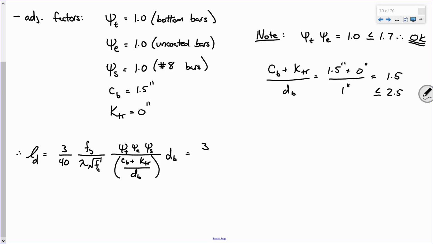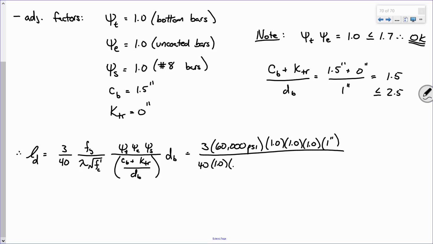What do I put for Fy? Now, let me ask this. Do I use 60 or do I use 60,000 PSI? There you go. Because my square root of FC prime, I'm going to put in PSI, get out PSI. So I need to go ahead and do that now with the Fy. So on the top, we have 60,000 PSI. And then what do we have? Psi T, Psi E, Psi S, they're all ones, right? 1.0, 1.0, 1.0. And then dB, that is 1 inch. And what do we have on the bottom? We have 40. Lambda is 1.